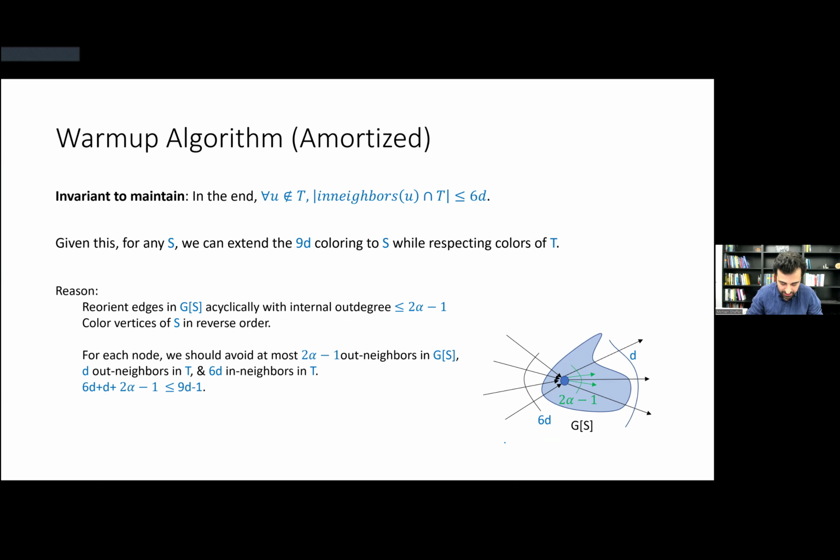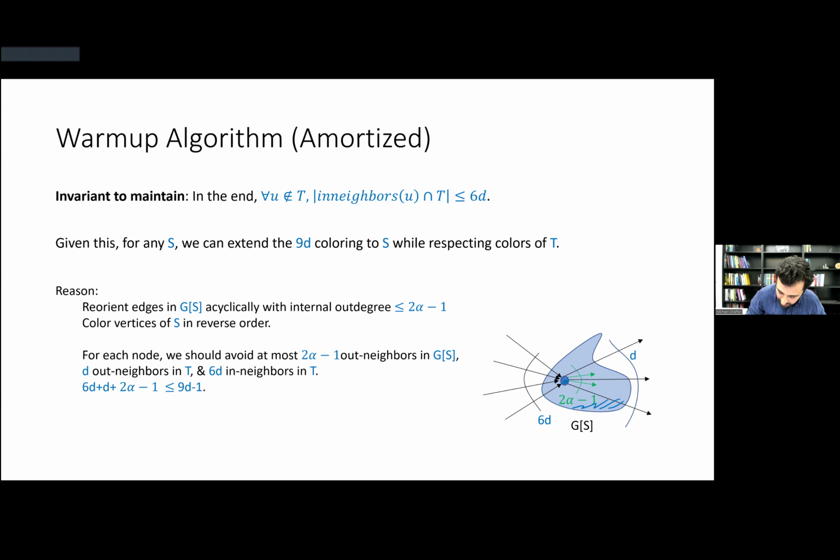Let me look at the subgraph that these vertices S induce. Let's ignore the orientation of the edges inside that. Let's compute a new orientation inside that graph, inside this subgraph G of S, where we get a maximum out degree of at most 2 times alpha minus 1. So similar to the orientation that we discussed at the very beginning of the talk. So now we have this orientation. I claim that now we can compute the coloring for all the vertices of S, respecting even the colors outside. Well, we're going to color these again in reverse order of that orientation.